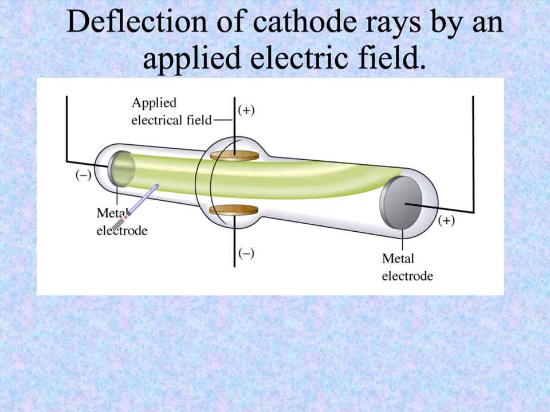And look how they bend up towards the positive plate, okay? So opposites attract. Particles from the negative side bending up towards the positive plate. So that is how he confirmed that these particles are indeed negatively charged, and we call these the electrons.